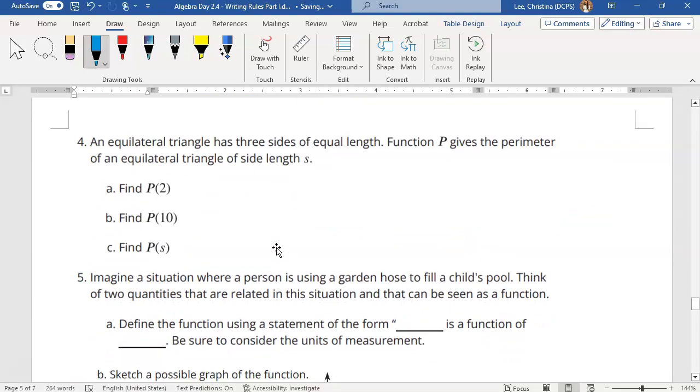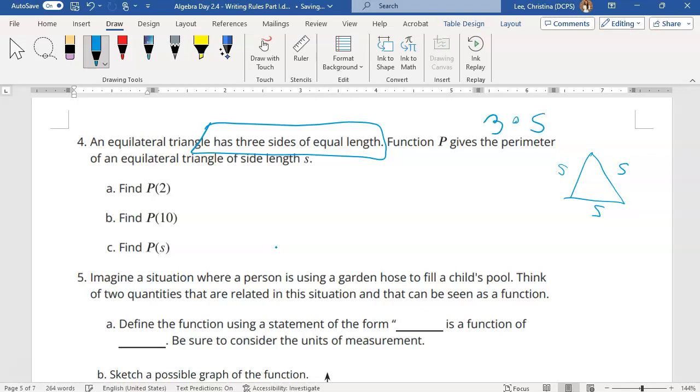Number 4, an equilateral triangle, which means that all 3 sides are the same, 3 sides of equal length. Function p gives the perimeter of an equilateral triangle of side length s. All right, find p of 2. So perimeter is we're adding up all the sides. In this case, it would be 3 times the side length because there's 3 sides. So p of 2 would be 3 times 2, which equals 6. P of 10 would be 30. And p of s would be 3 times s.